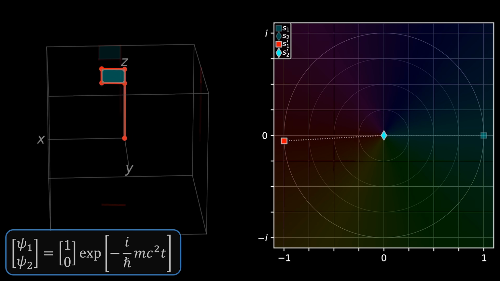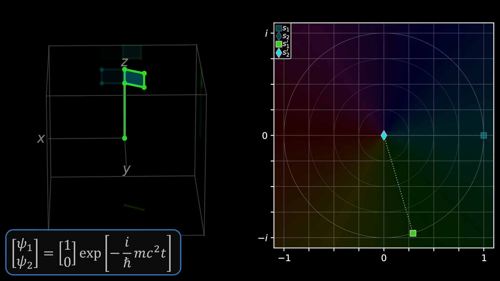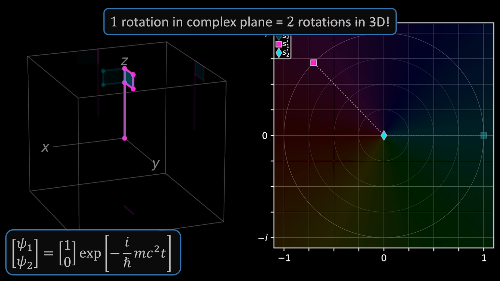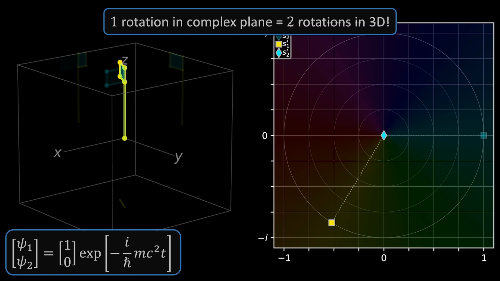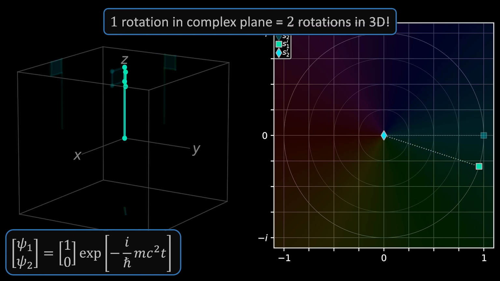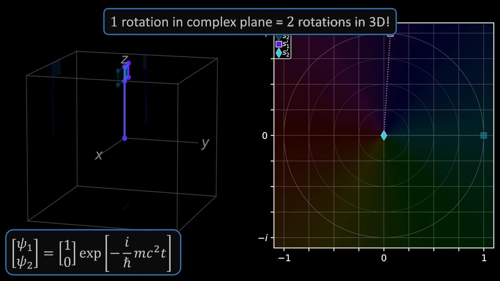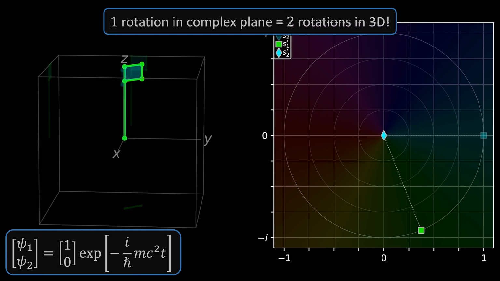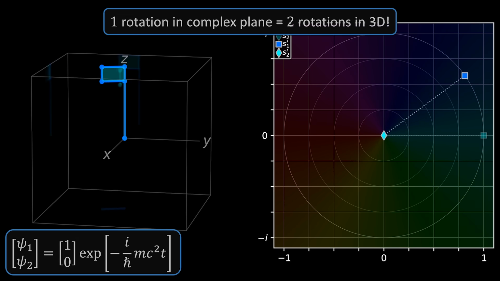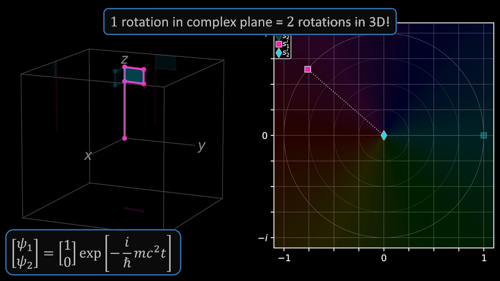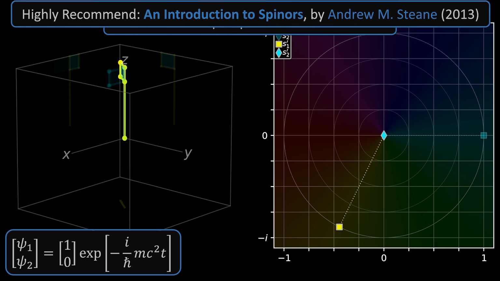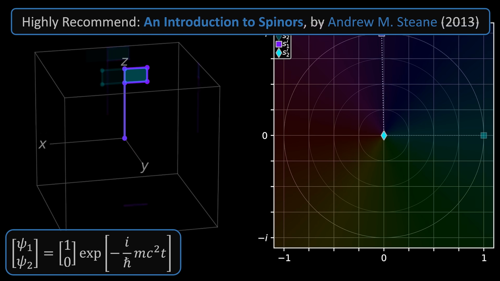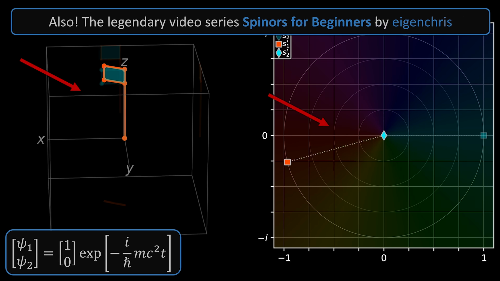And in fact, SU2 double covers SO3, so for each flag orientation, there are actually 2 spinors corresponding to that, which only differ in the complex plane picture by a minus sign. And to transform one possibility into the other, you want to do a 360-degree rotation, that is a class 1 rotation. Anyway, see my spinor video, see also the paper An Introduction to Spinors by Andrew M. Steane for more information on this flag diagram.